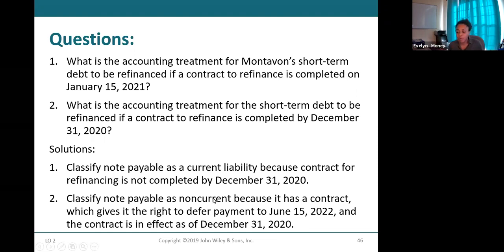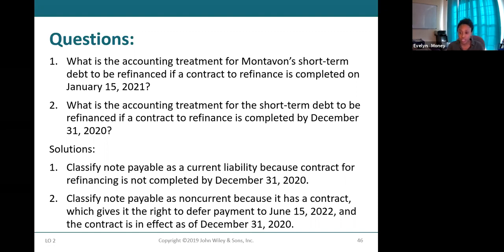You might be thinking, well, why is this important anyway? Remember that we analyze the liquidity of a company, whether or not they're able to meet their short-term obligations by looking at their current assets divided by their current liabilities. If a company is liquid, then they have enough current assets on hand to be able to meet their current obligations. So it makes them look like a stronger company.